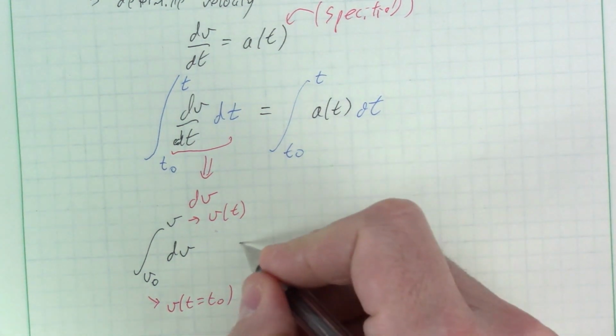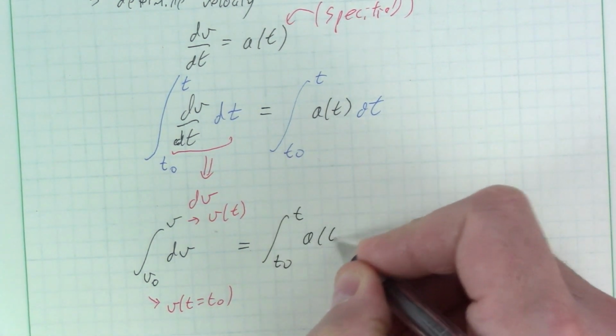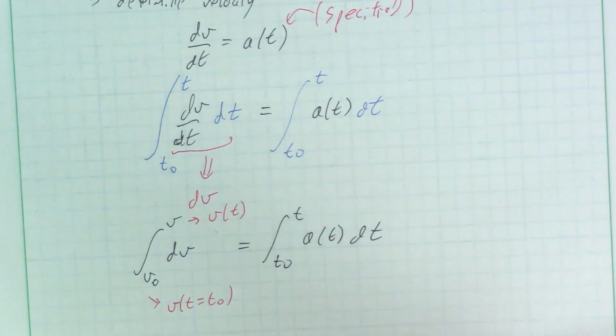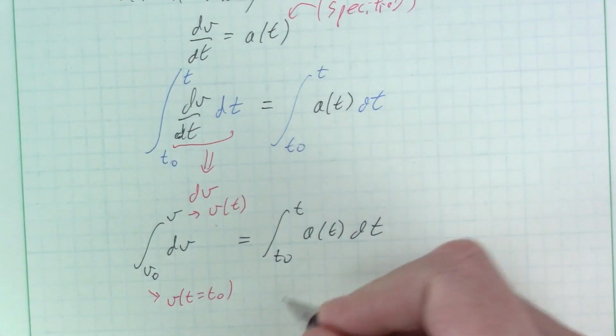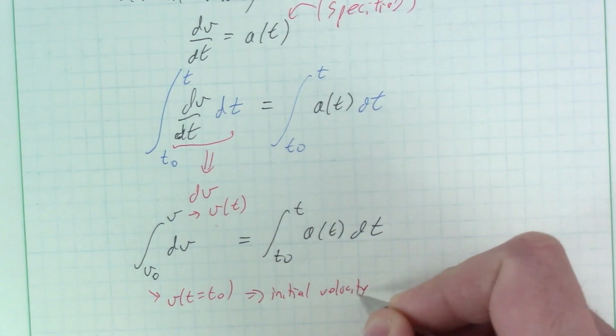The right-hand side then doesn't really change at all. I'll just put it in black. And just remember, this is specified. A of t, the acceleration, is specified. So we can integrate it and do that. That's part of the work. And this, maybe here, is the initial velocity, you might say.